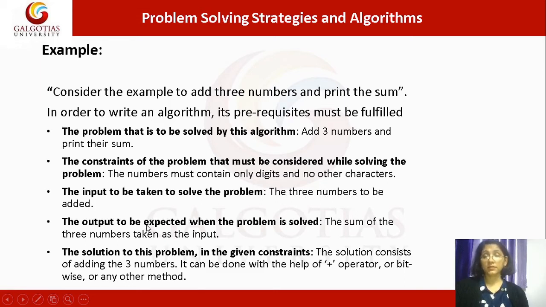The fourth prerequisite is the output to be expected when the problem is solved. The sum of the three numbers taken as input, and the sum is the output which is expected from this problem. And lastly, the solution to this problem in the given constraint. Here the solution consists of adding three numbers, which, as we know, can be done with the help of the plus operator or any other method. So this problem has been used for demonstrating all the five prerequisites.